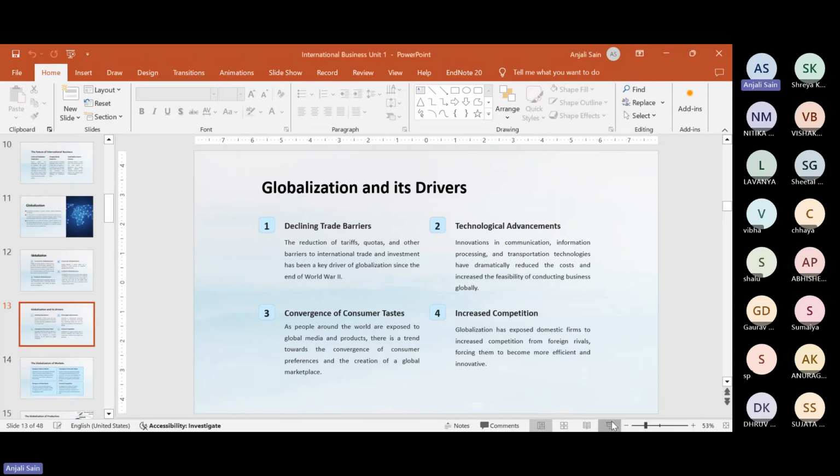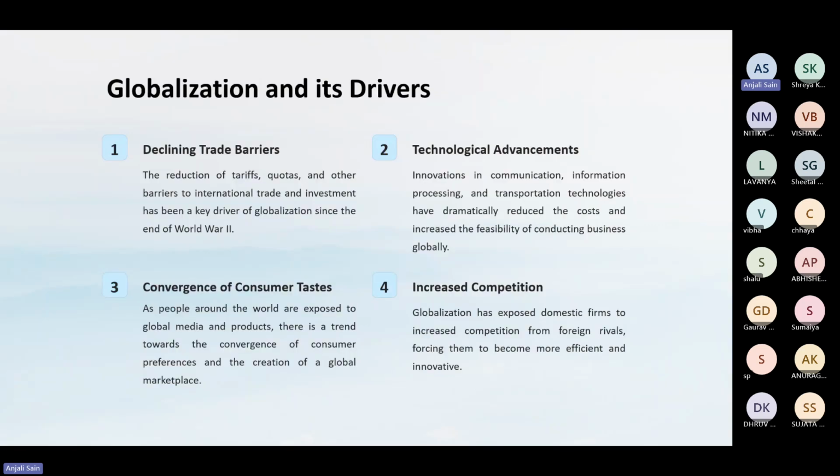Moving on, we were discussing drivers of globalization. First, the driver is declining trade barriers. In this, we are talking about the reduction in the trade barriers. This means the reduction of tariffs, quotas, and other barriers to international trade and investment that has been a key driver of globalization since World War II. इसमें हम क्या कर रहे हैं? अपने main trade barriers को reduce कर रहे हैं.